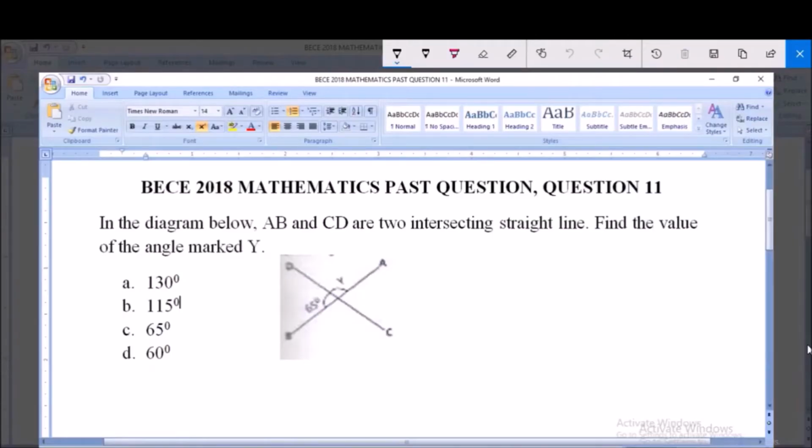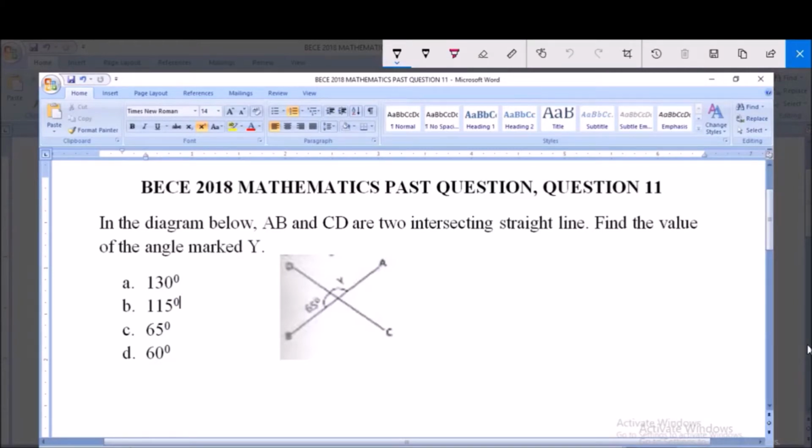Good day and welcome. Today we're going to be dealing with BECE 2018 Mathematics Past Question, Question 11. In the diagram below, AB and CD are two intersecting straight lines. Find the value of angle marked Y. A, 130 degrees, B, 115 degrees, C, 65 degrees, and D, 60 degrees.